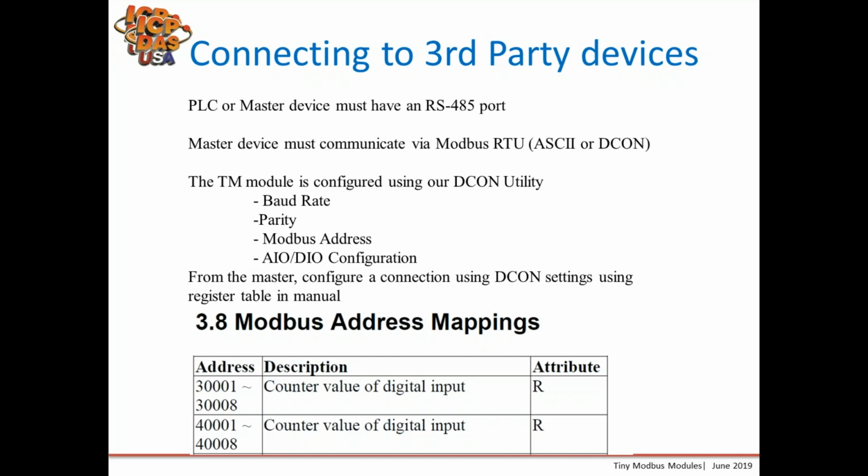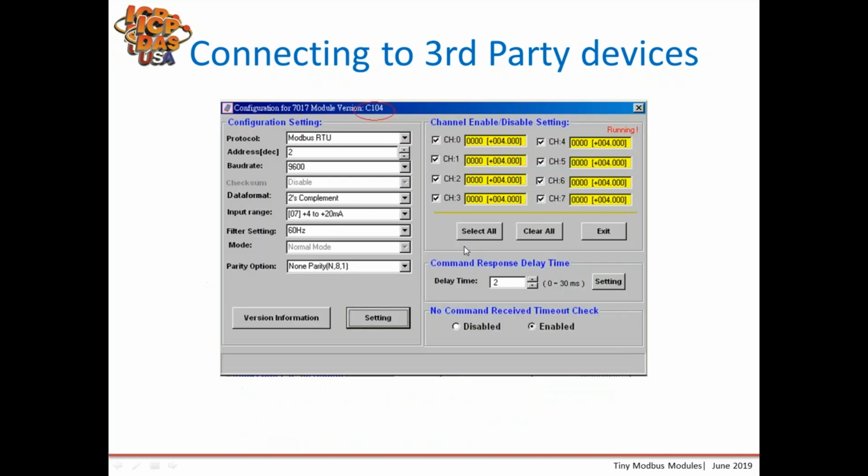The PLC must have an RS-485 port. The master device must be able to communicate Modbus RTU or ASCII or DCON protocol to use the TM modules. The TM module is configured using our DCON utility. Within the utility, you want to configure the baud rate, the parity, the Modbus address for the specific TM module, and the AIO or DIO configuration. Let me just go to the next slide and show you a picture.